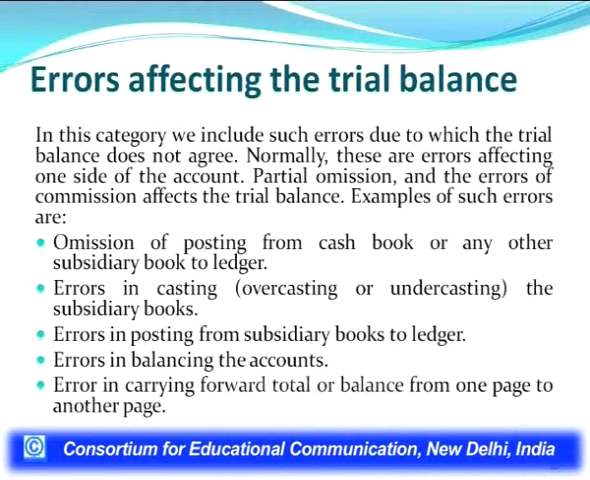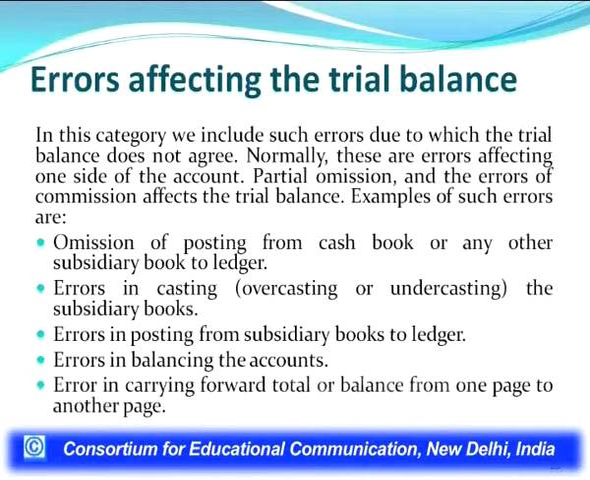Number one here, omission of posting from cash book or any other subsidiary book to ledger accounts. When we prepare subsidiary books, one aspect is recorded in subsidiary books. Just for example, cash book. So, the cash aspect is recorded in cash book, either cash received or cash paid. The other aspect is to be posted into the ledger account of the affected party. So, when the posting from cash book or any other subsidiary book has been omitted, it is a one side error. It will affect only one account.